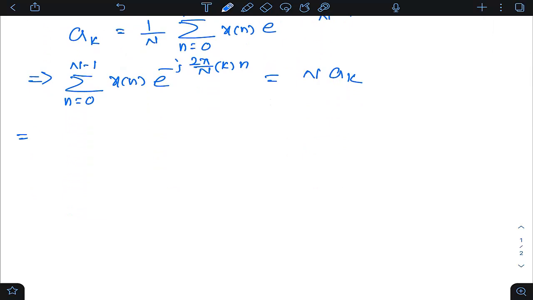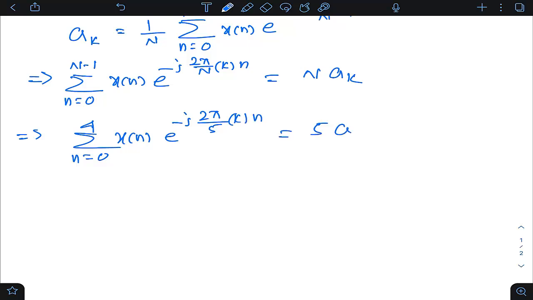So this implies the summation n from 0 to 4 of x[n] into e raised to power minus j 2 pi by 5 k n is equivalent to 5 into a_k.